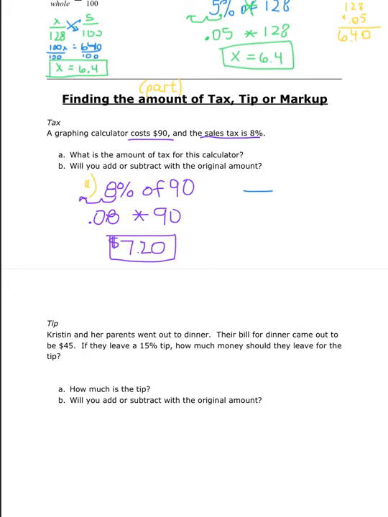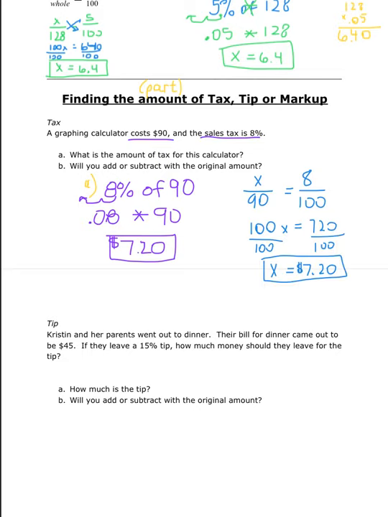If I do so, it's going to be the x, because that's the part that we're going to calculate, out of the whole. $90 is the whole, and then 8, which since this is in the proportion, you don't have to change the percent to a decimal, out of 100. Then I would solve this, and I end up with x equals $7.20 tax.